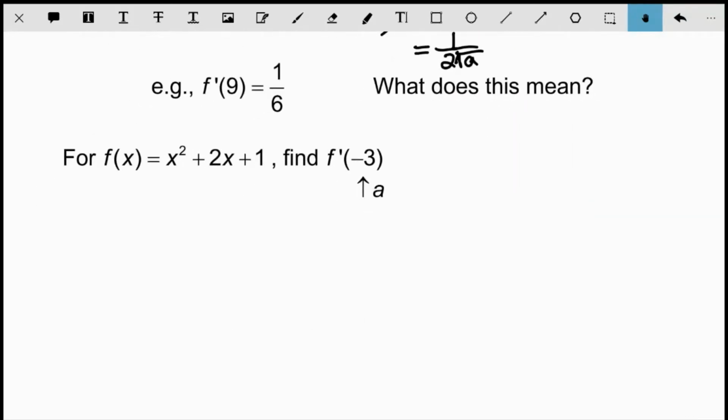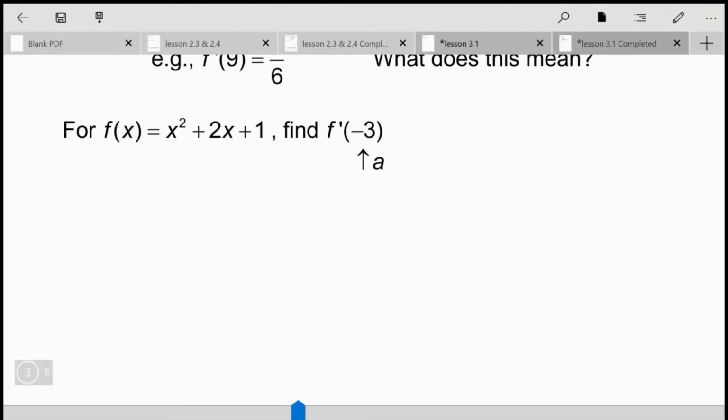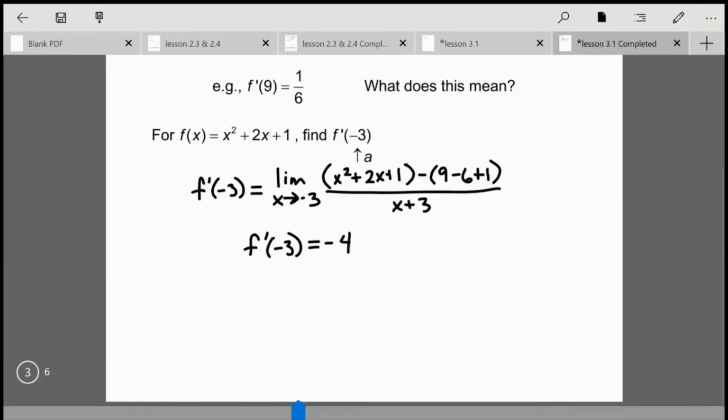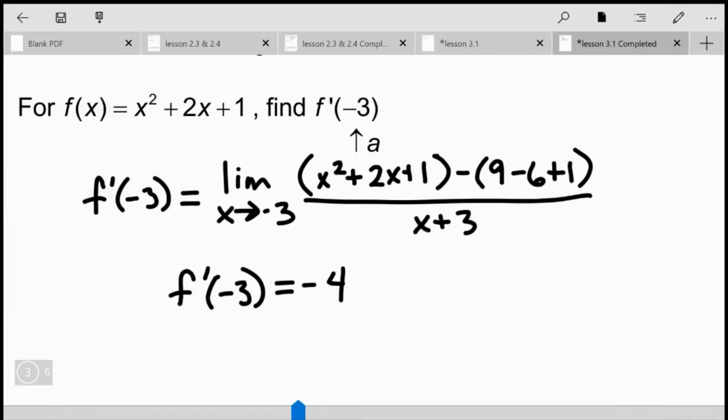We've got x squared plus 2x plus 1. It says find f prime of -3. So what I want you to do is just take a second and pause the video and solve that one out for f prime at -3. Okay, so here's what you should have ended up with on that one.